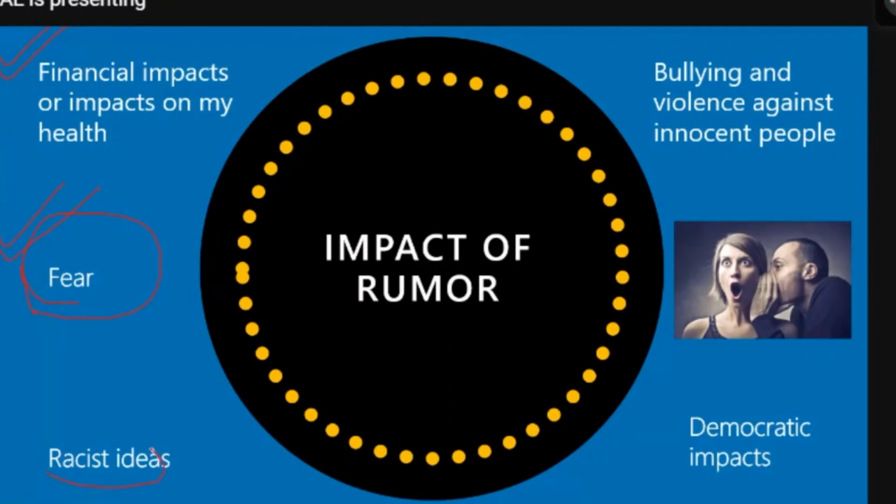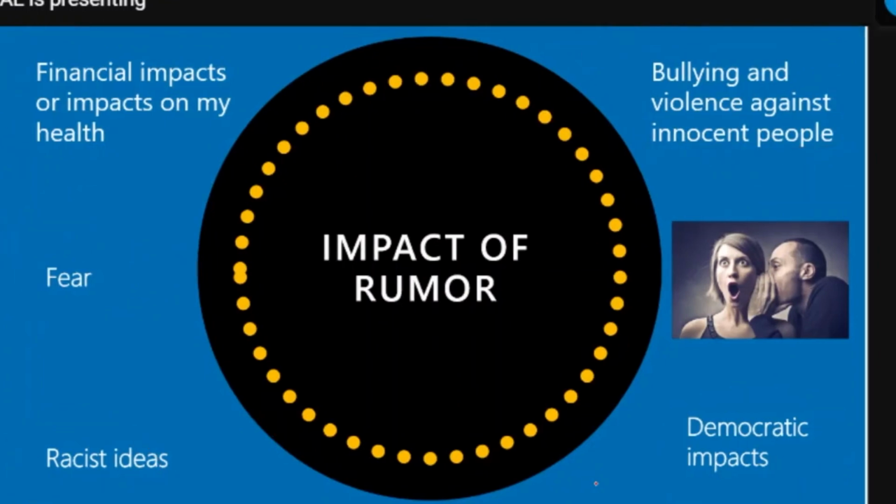Some racist ideas are also there. Some bullying is also there. They are bullying innocent people. There is some impact on politics also, so there is a democratic impact too. You can see this in the case of the Trump election.